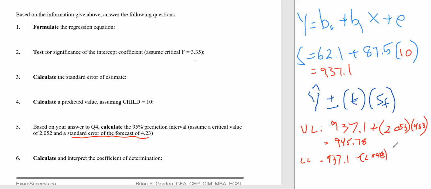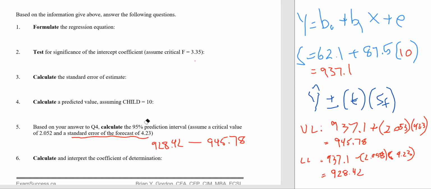Don't just use 1.96 unless they don't give you a value. If they don't give you a value, you can use 1.96 times 4.23. And if you don't remember where that 1.96 comes from, go back to the hypothesis testing material and you will remember it from there. You get 928.42. So we've got our confidence interval running from 928.42 all the way to 945.78.